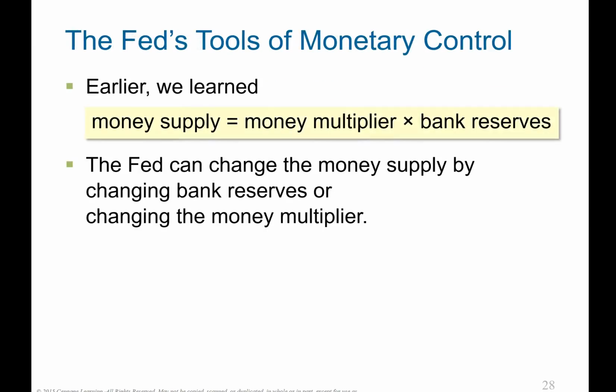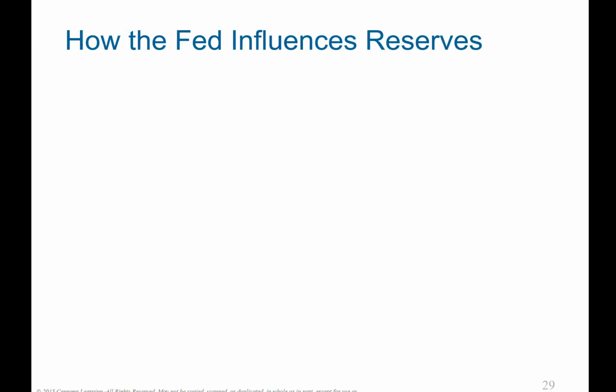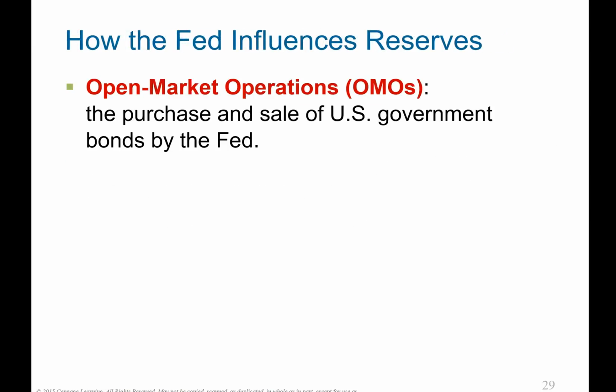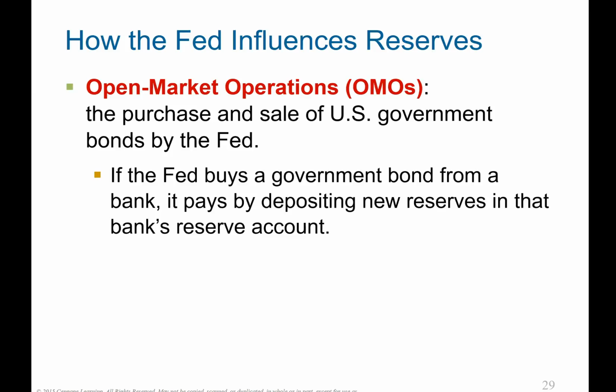Next, we're going to look at the tools that the Fed uses to control the money supply. We learned earlier that the money supply is the money multiplier times the amount of reserves in the banks. And the Fed has several tools that it can use to influence the amount of reserves in the money supply, the amount of money that's available for lending. The open market operations is the primary method that is used. This is the buying and selling of government securities by the Fed. If they buy a government security, they pay by depositing new reserves in that bank's reserve account that they have with the Federal Reserve.